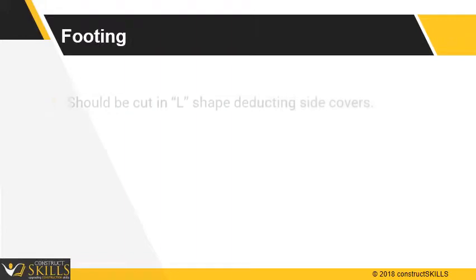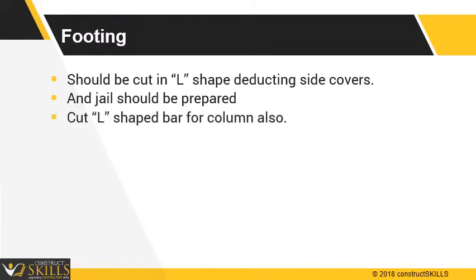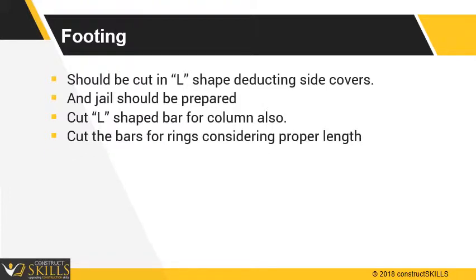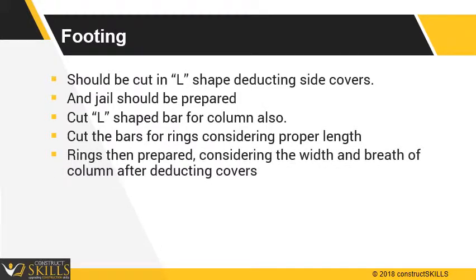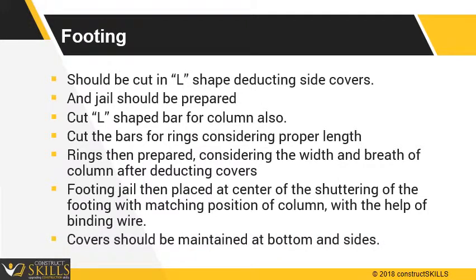Footing. Bars should be cut in L shapes after deducting the side cover, and the jal can be made from those bars. Cut L-shaped bars for columns also. Cut the bars of respective diameter for rings of columns considering proper length. Rings are then prepared from cut bars considering the width and breadth of the column after deducting covers. The prepared footing jal is then placed in position after matching the center of the column, maintaining bottom and side covers.